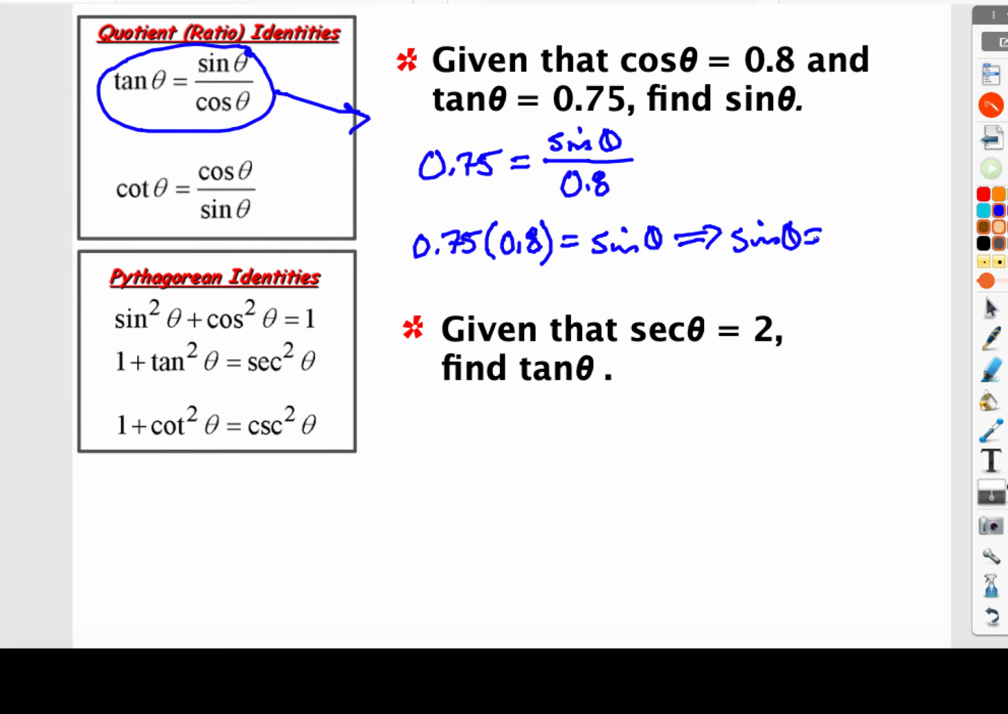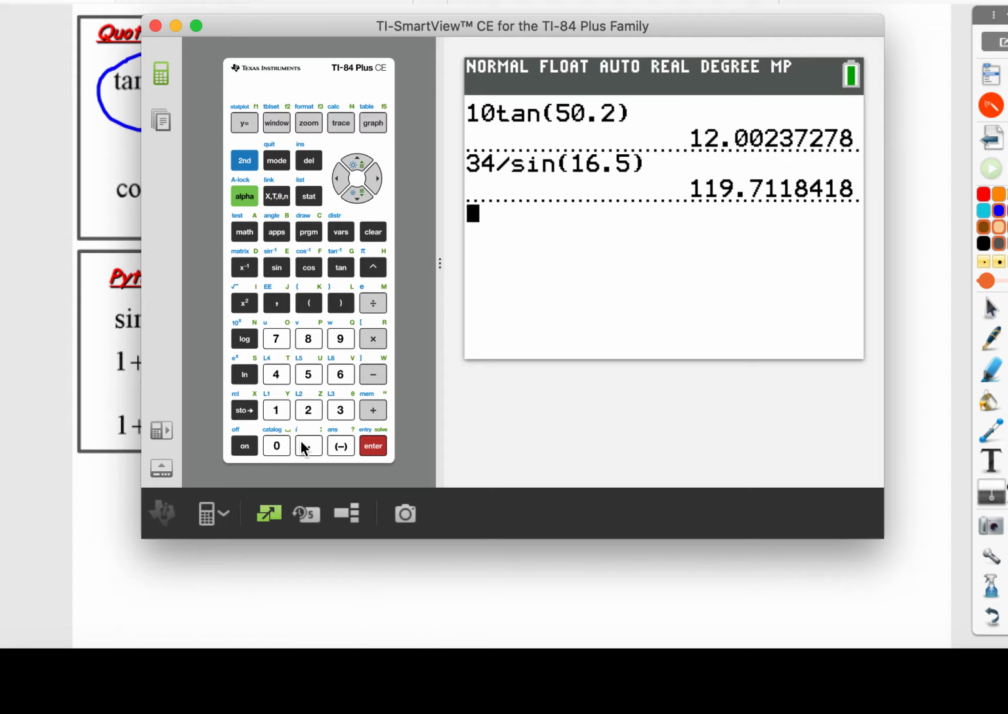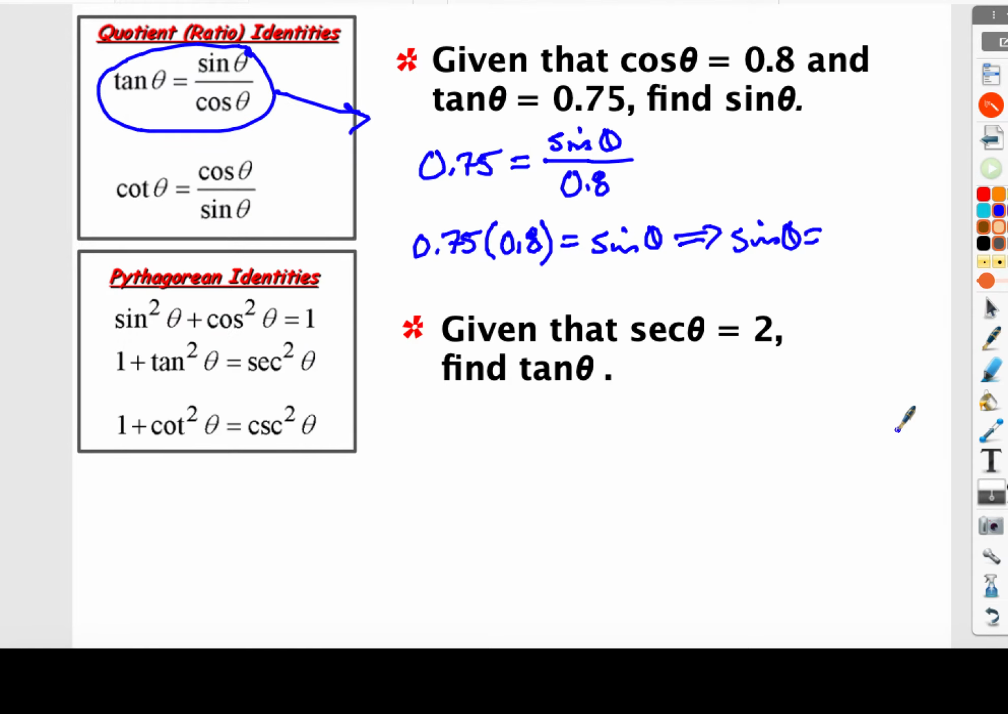Now, I've got to actually do that multiplication, so I'm going to pop onto the calculator here. 0.75 times 0.8 would be equal to 0.6. So again, the sine of theta would be 0.6 for our problem. Same thing down at the bottom. Now notice this time they only gave us one identity.